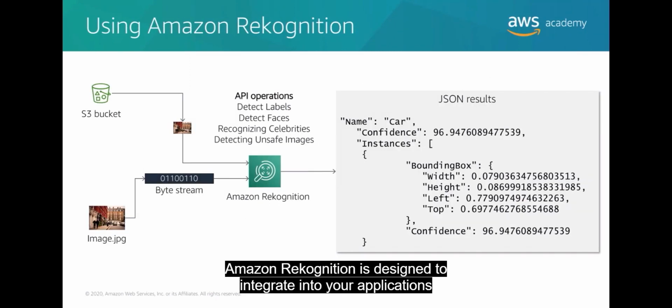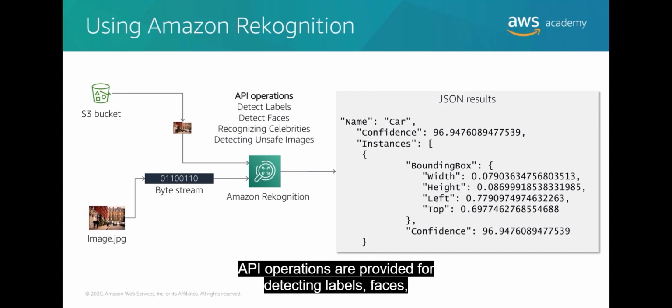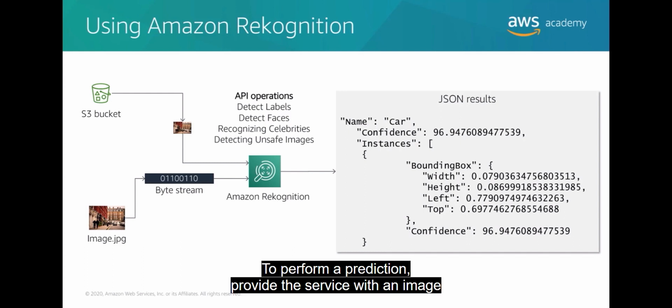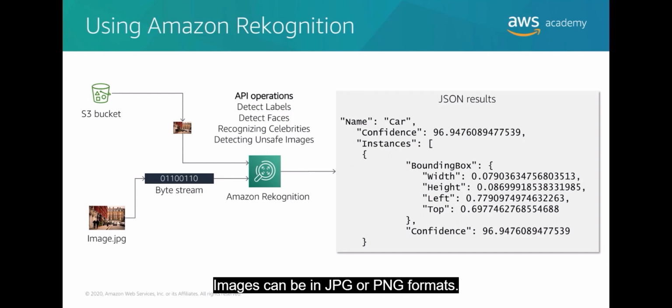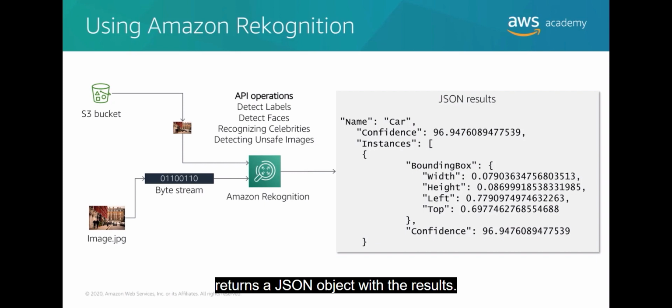Amazon Rekognition is designed to integrate into your applications through the API and SDKs. API operations are provided for detecting labels, faces, recognizing celebrities, and detecting unsafe images. To perform a prediction, provide the service with an image object in Amazon S3 or upload a byte stream of an image. Images can be in JPEG or PNG formats. Amazon Rekognition processes the image, performs the prediction, and returns a JSON object with the results.